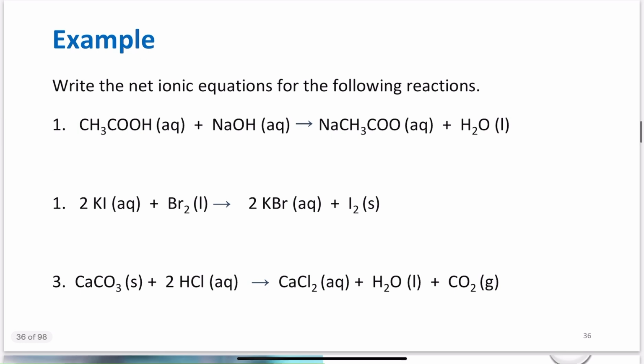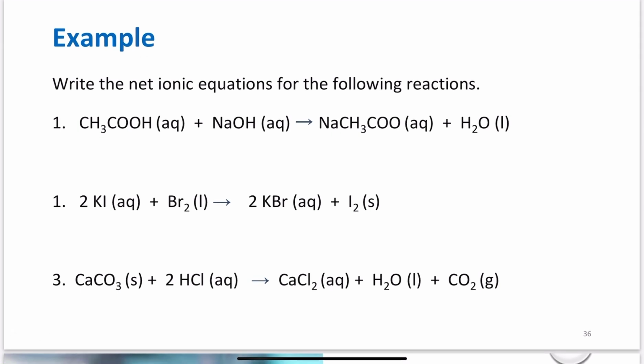Let's do a couple examples. The first one up, we have acetic acid reacting with sodium hydroxide.